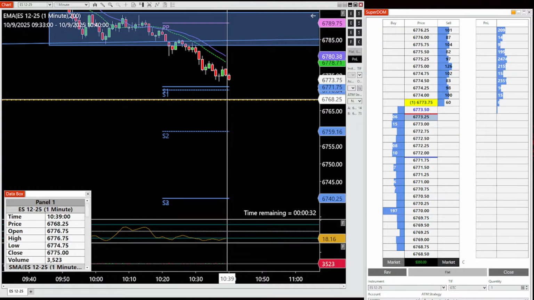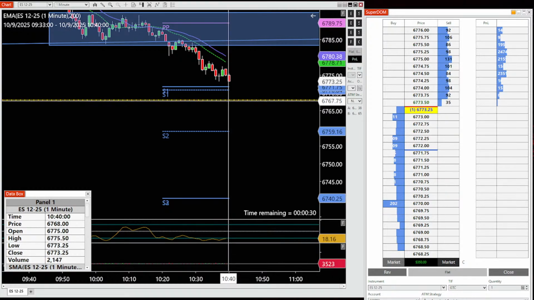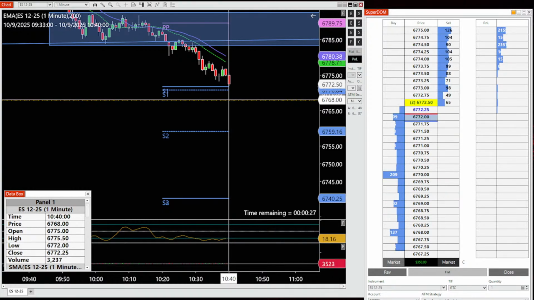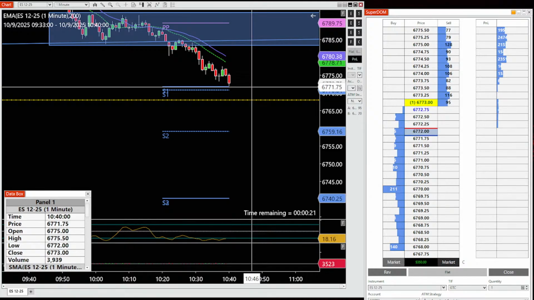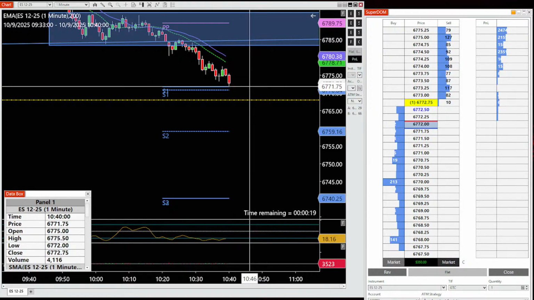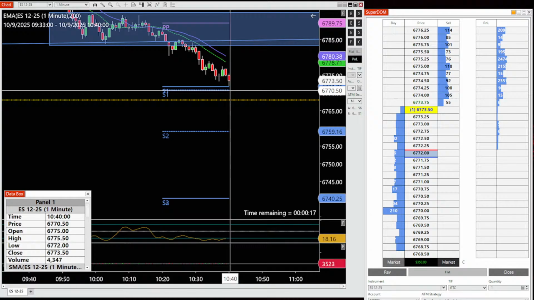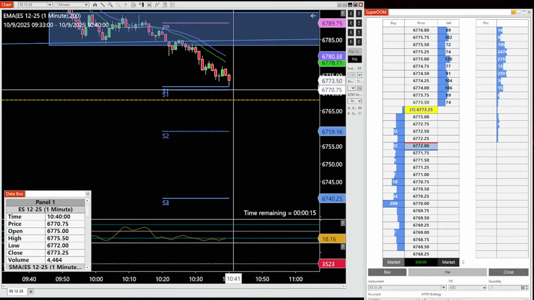Yeah, do we test the weekly open? 68. Alright, we hit this pivot, standard pivot. S1. Fibonacci pivot.